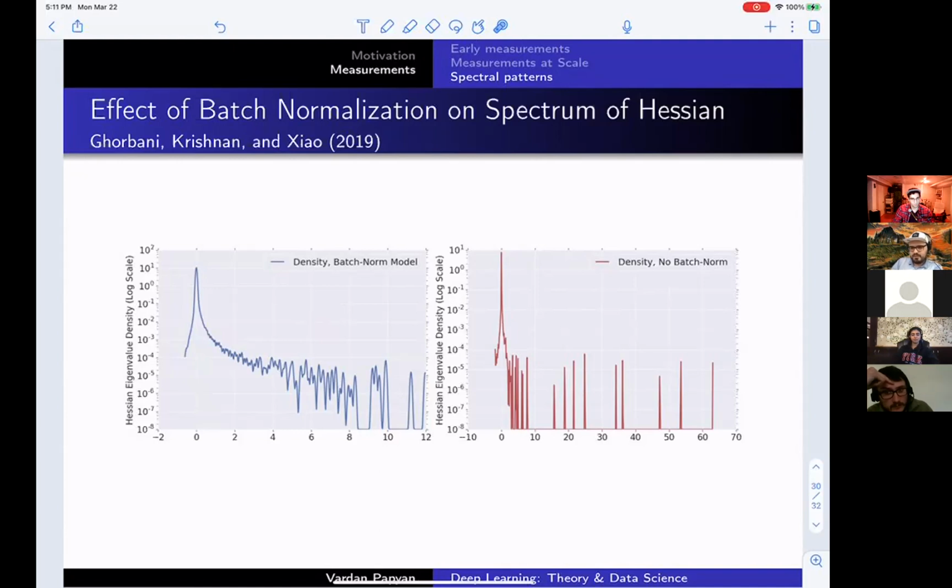Are you pondering why there is a difference between the two spectra? Sorry, is this at the end of training? The end of training, yes. Okay. Yes. So you are pondering.